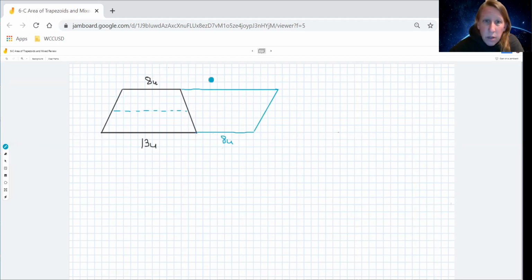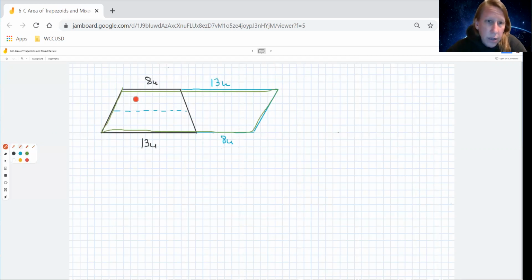Now, why is that smart? This is 13. We took a shape that we did not know the formula for, and we turned it into a shape. What shape is this? What is this big shape right here? That is a parallelogram. Do we know the area of a parallelogram? Sure, it's base times height.